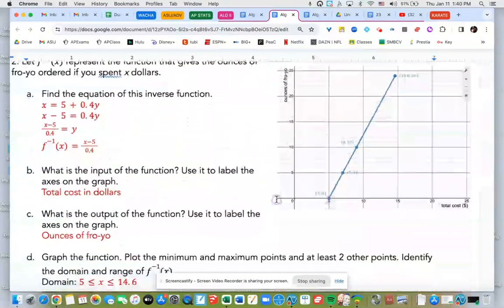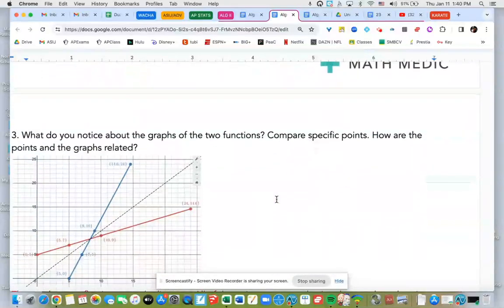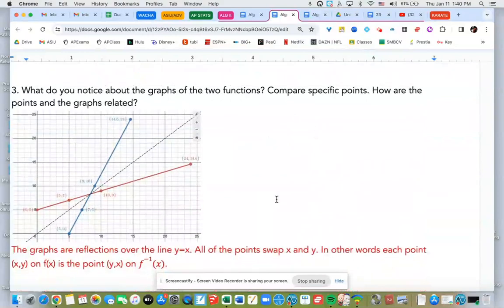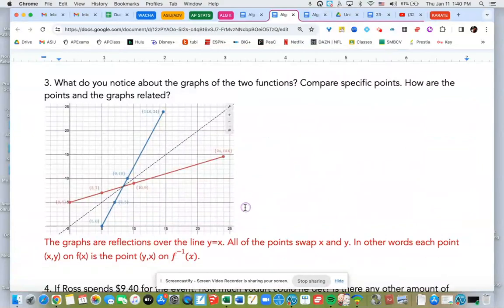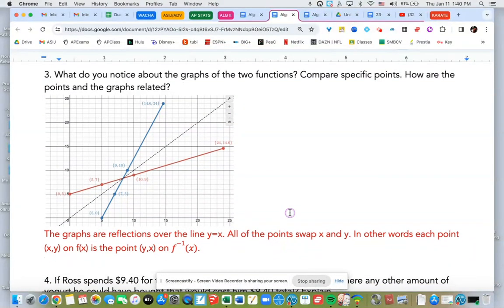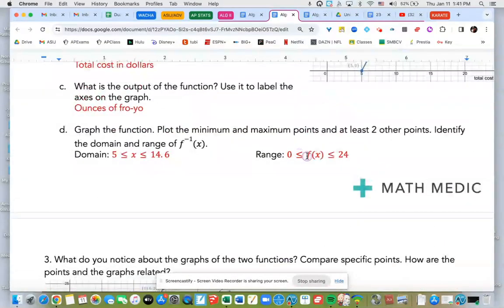So hopefully you're making that connection. Domain and range, x and y's are all switching, right? All right, so this is just a different way of looking at it. They ask us to do what I just already talked about, right? You're doing a reflection over the y equals x line. X's and y's are switching, and that's why the domain and the range switch as well.